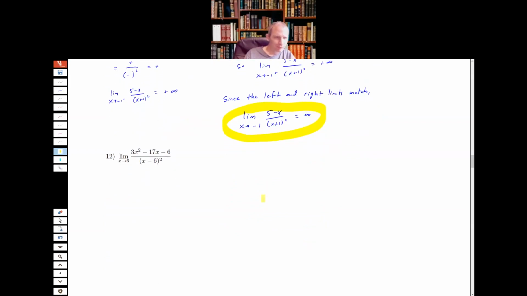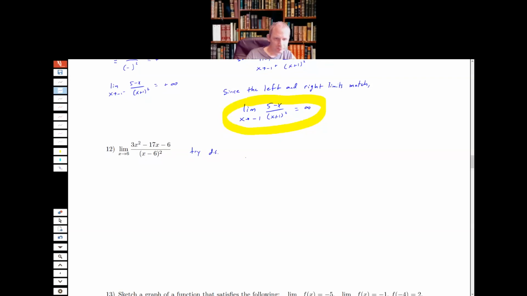Okay, let's look at 12. Try direct substitution. So we have 3 times 6 squared minus 17 times 6 minus 6 over 6 minus 6 squared. It's easy to see that the denominator is 0. The numerator, I would recommend plugging into your calculator, right? What we end up is 18 times 6 minus 17 times 6 minus 1 times 6, so 7. So 18 times 6 minus 18 times 6 will give me 0.